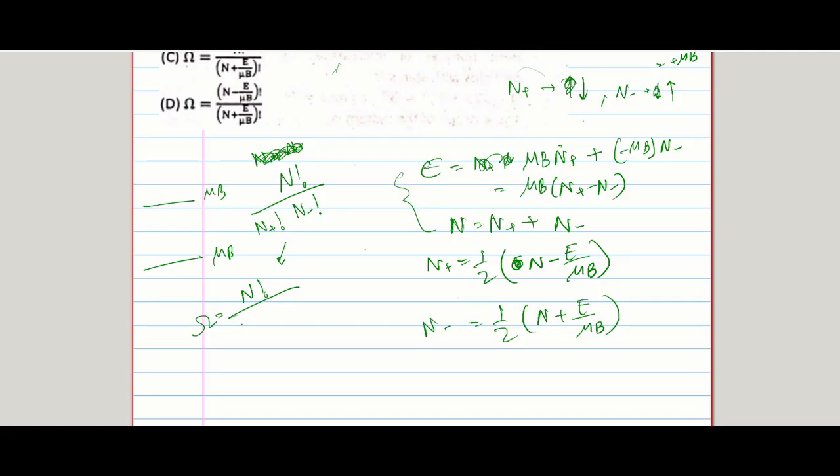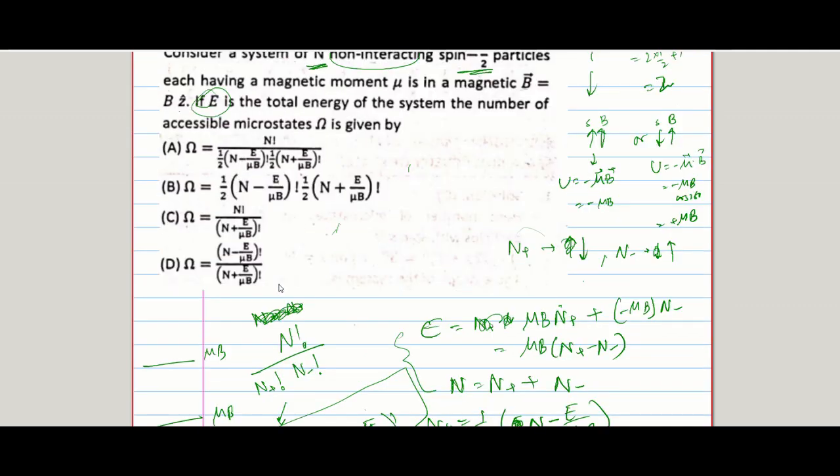which means this will be half N minus E by mu B factorial into half N plus E by mu B factorial. This is the answer, which means option A is the answer.